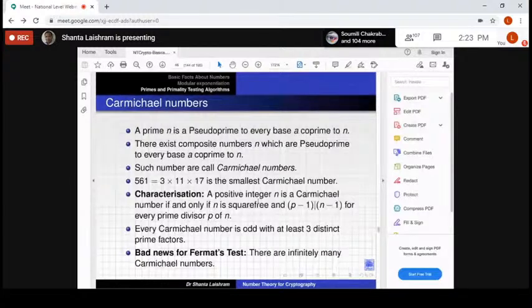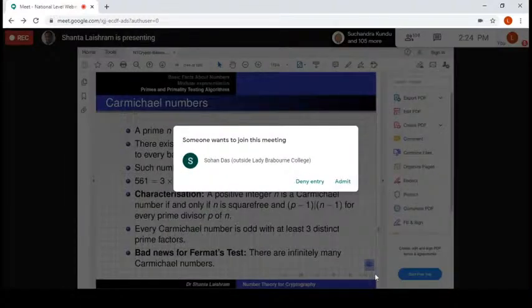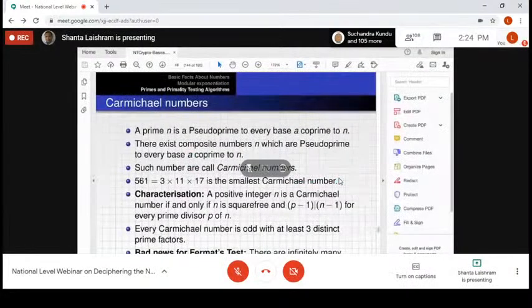So here's the characterization. A positive integer n is a Carmichael number if and only if n is square free, meaning it's not divisible by the square of any number, and p minus 1 divides n minus 1 for every prime divisor p of n. So here 3 minus 1 divides 560, then 11 minus 1, that is 10, divides 560, 16 divides 560. So this is a Carmichael number.